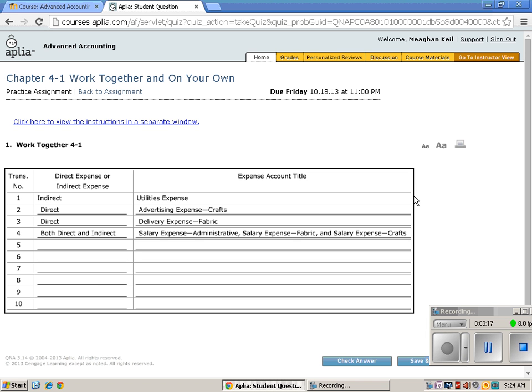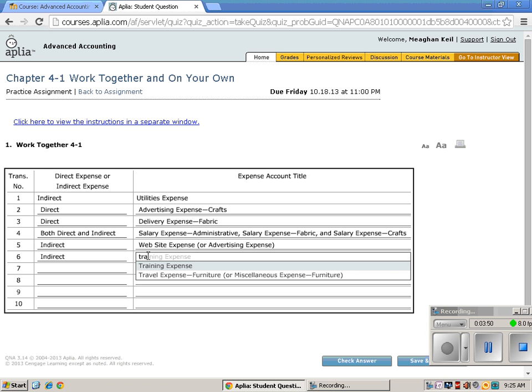Number 5, we paid cash for maintenance of the company's website. It's going to be an indirect because we all use the website, and it's going to be a website expense or advertising. Either would work. But your website does more than just advertising too, I think. Number 6 says we paid a consultant to train all sales clerks in effective selling techniques. So all of them, fabric department, craft department, they all got it. It's going to be an indirect, and it's going to be a training expense.